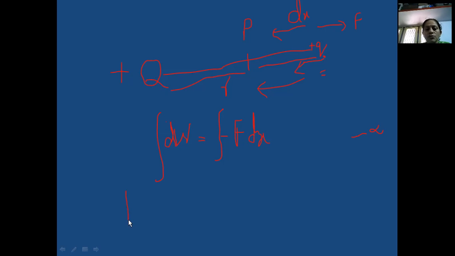So again, total work W is equal to the integration, with limits from infinity to point P at distance r. At point P we have to find the electric potential energy. So we can write integral from infinity to r of minus F dx. So this is stored in the form of electrostatic potential energy.